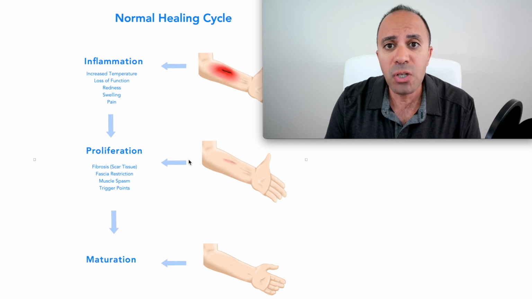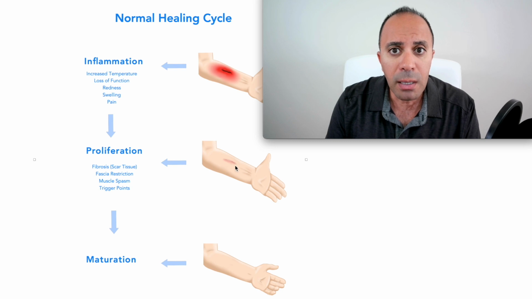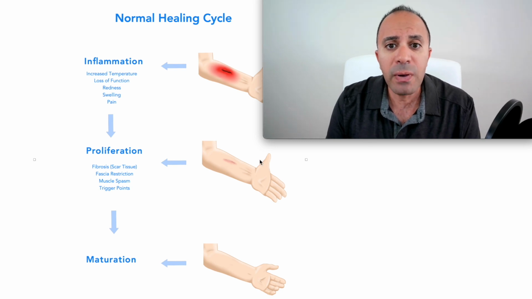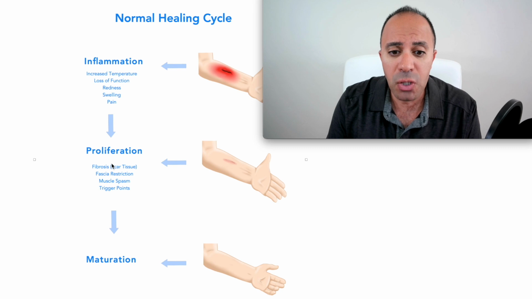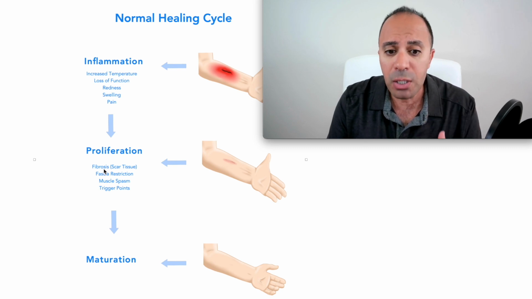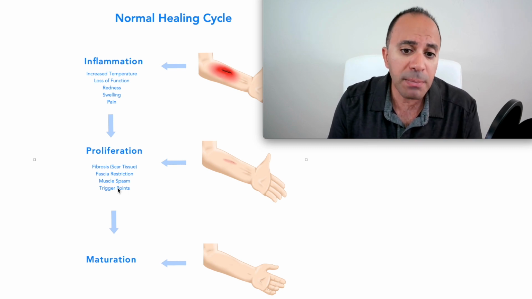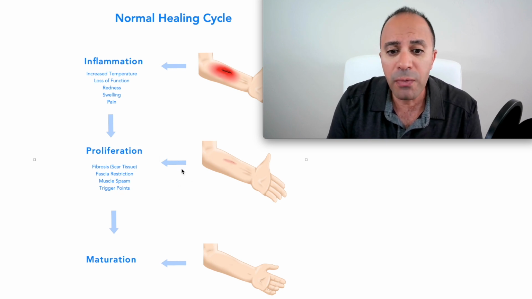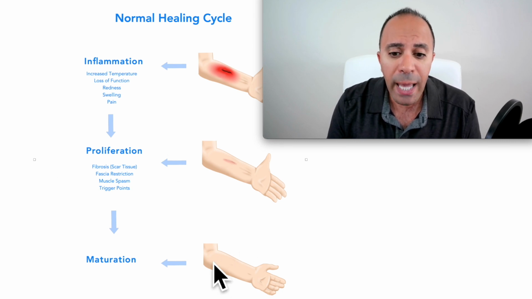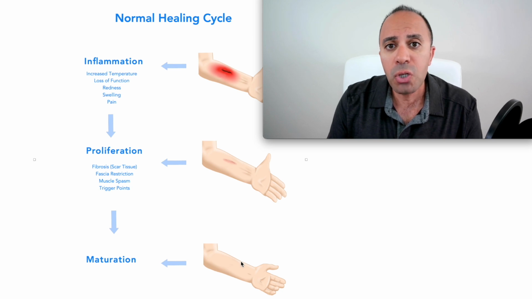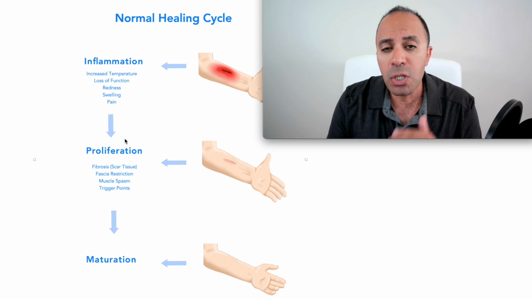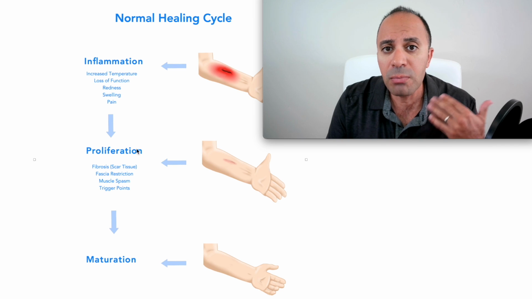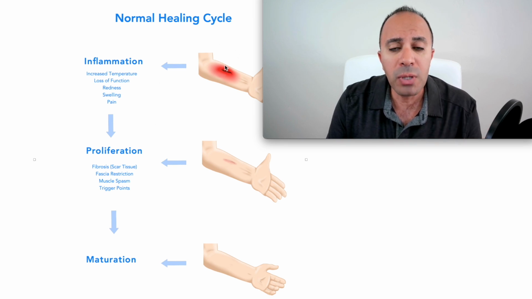The second stage of healing is the proliferation stage. That's when your body starts to build scar tissue. There's always a cascade of events during the proliferation stage, which includes fibrosis, which is the scar tissue, fascial restrictions, muscle spasm, and trigger points. I'm going to focus on the scar tissue here just for the sake of time. In the perfect scenario, during the maturation stage, which is the last image here, your body should get rid of the proliferation issues, which are scar tissue, fascial restriction, and muscle spasm, and also clear up the inflammation.